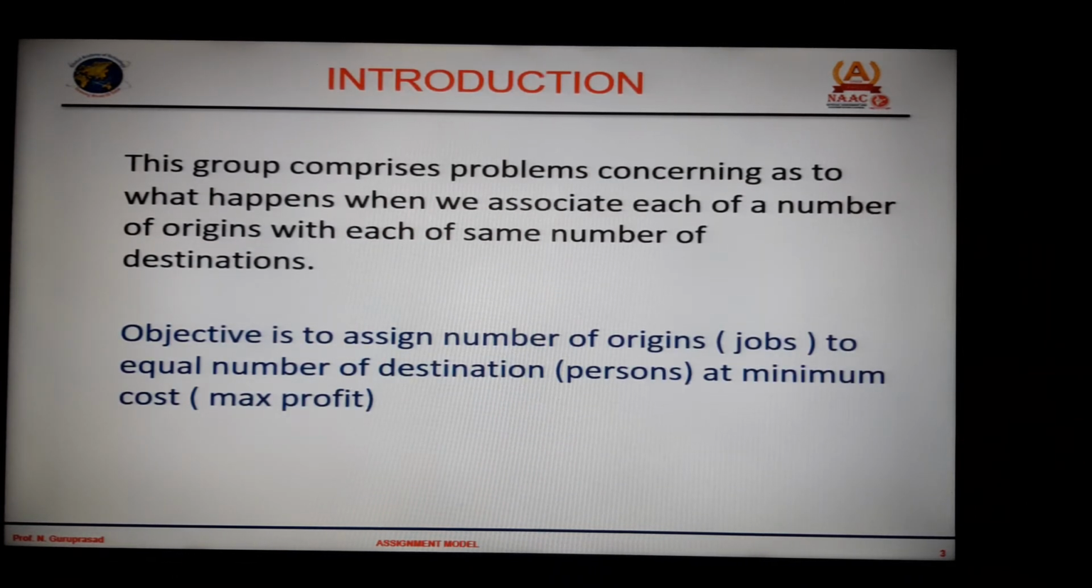Now, a simple introduction to the assignment problem: this particular model comprises problems concerning what happens when we associate each of a number of origins with the same number of destinations. So the basic objective is to assign the number of origins to an equal number of destinations, either at minimum cost or maximum profit. Now one of the simple examples I always discuss when we discuss the assignment problem is your subject allotment in your classes.